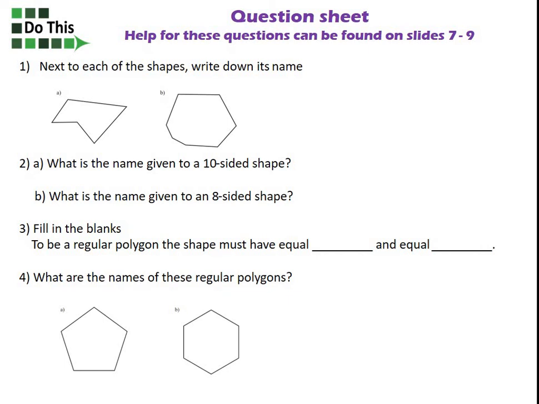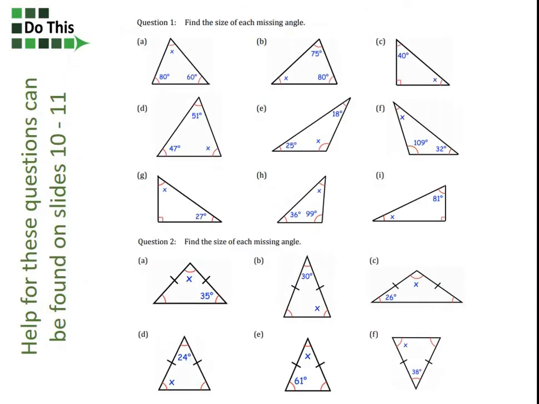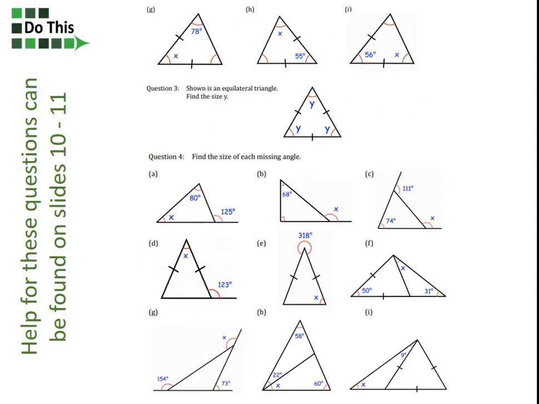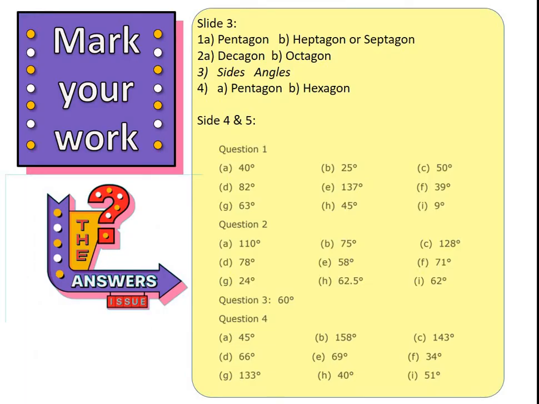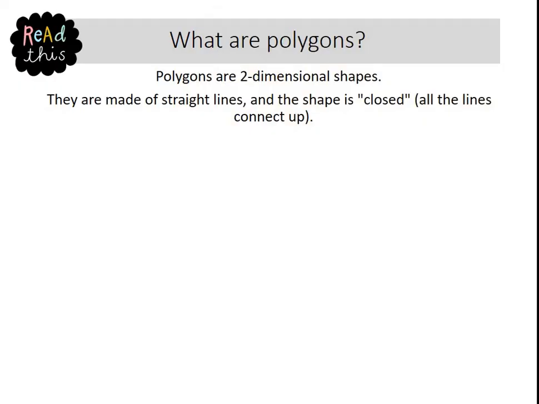You will be doing two different types of questions. The first type of questions are to do with polygons and their properties, and the second type of questions are to do with special triangles and how to find missing angles. All the information needed is on the PowerPoint and in this video. There are answers as well, so you can mark your work.